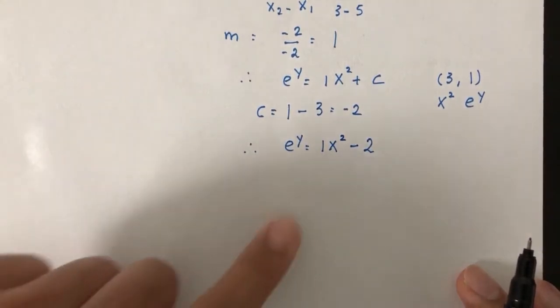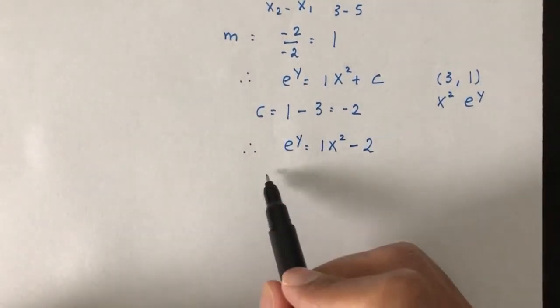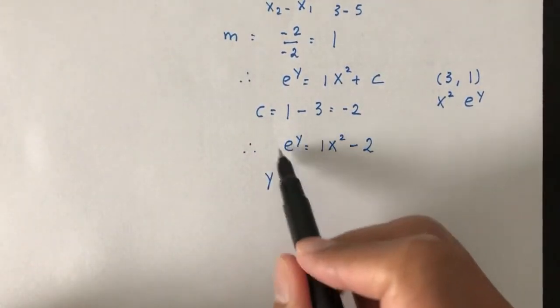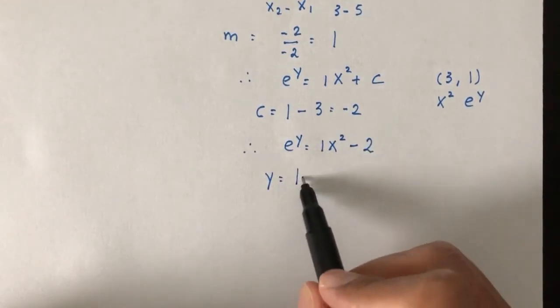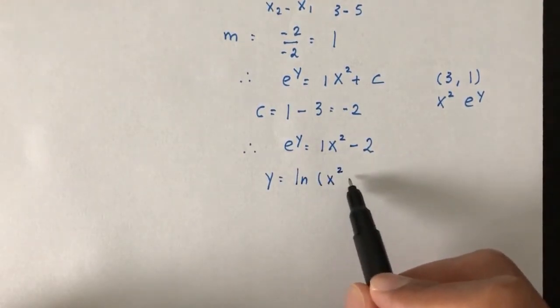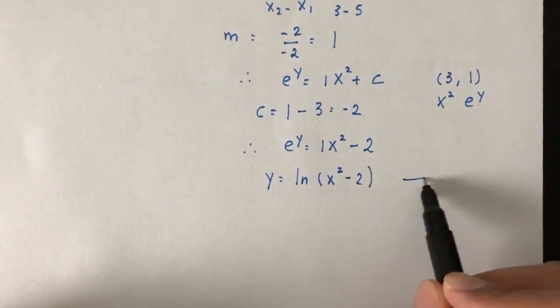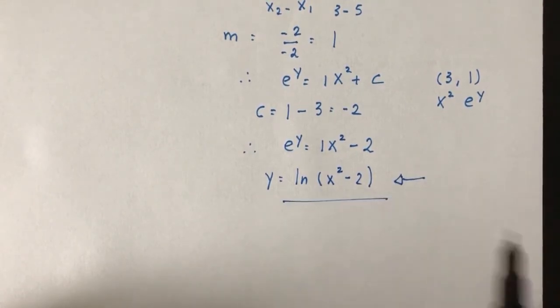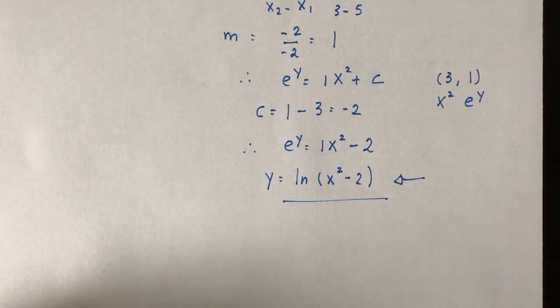So now we have to make y the subject of formula. So y becomes, we send e over here, ln of x squared minus 2. And this is the answer for the question. That is question number 3.